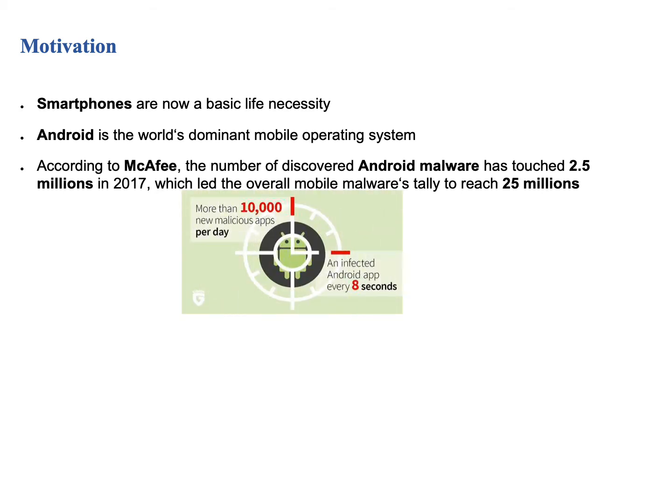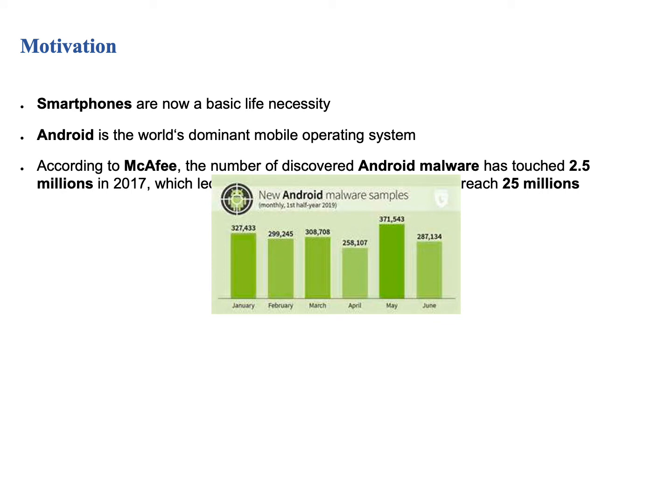Every 8 seconds, there is an infected Android application, and we can find about 10,000 new malicious applications per day. There is an image showing that in the first half of 2019 we can find nearly 300,000 samples each month. It means about 10,000 new Android malware applications per day.